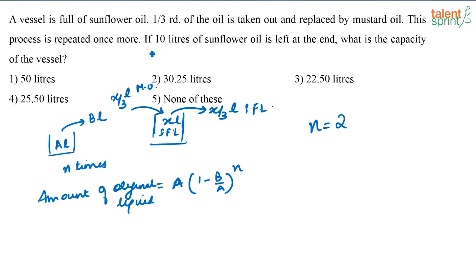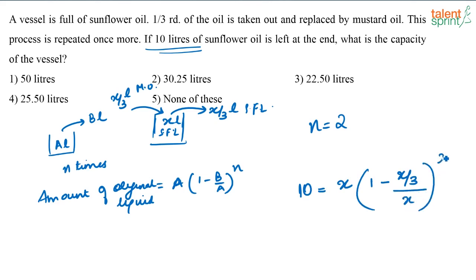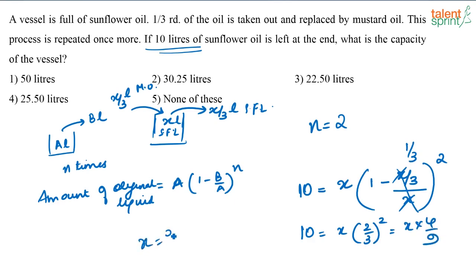So finally there is 10 liters of sunflower oil left. Just apply in the formula, what can you say? You can say 10 is equal to, initially how much was there? X liters of sunflower oil was there, 1 minus, how much is removed? X by 3 divided by X, whole square. So this X and X will get cancelled. So I have 10 is equal to X into 1 minus 1 by 3, 1 minus 1 by 3 is 2 by 3 whole squared, so this is equal to X into 4 by 9, or what is X? X is equal to 90 by 4, which is equal to 22.5 liters. What was the capacity of the vessel? Initially the vessel was full, so what is the capacity of the vessel?